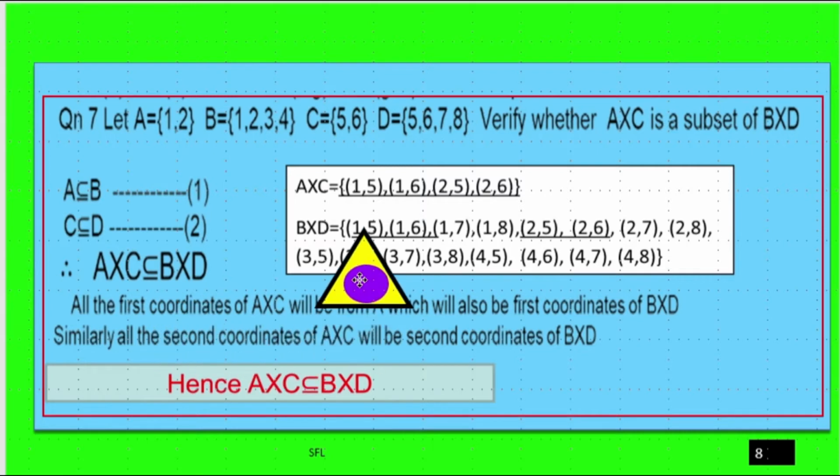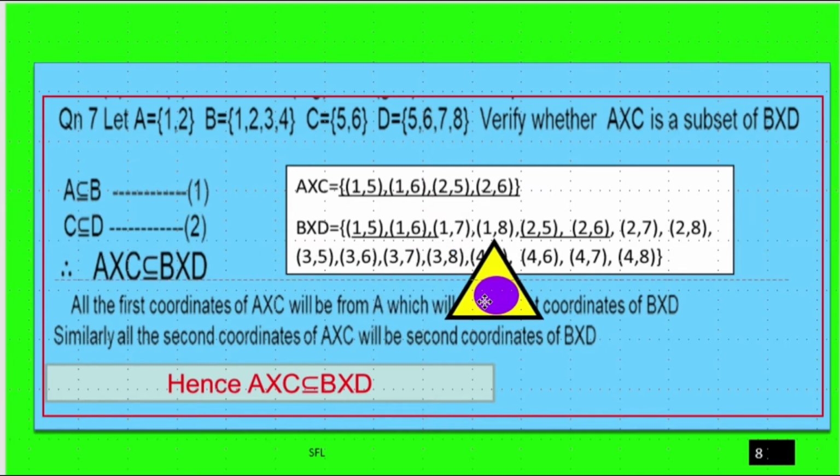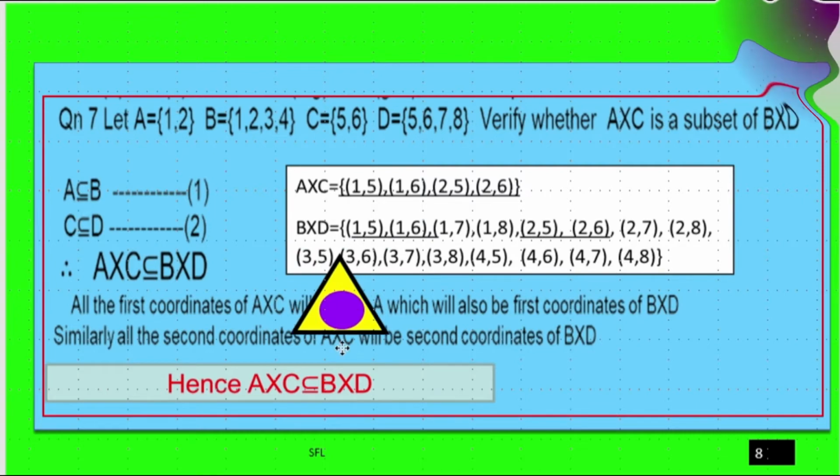Now in terms of ordered pairs, A cross C will contain these elements. B cross D will contain these elements. This you can easily write, since you are already very much familiar with writing the Cartesian products. Now we can see all the ordered pairs in A cross C are also occurring in B cross D. Therefore, A cross C is a subset of B cross D.